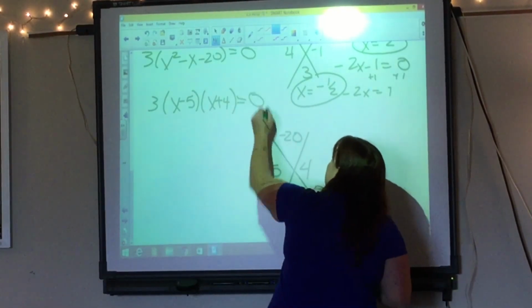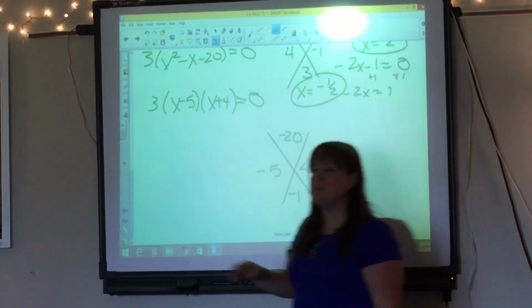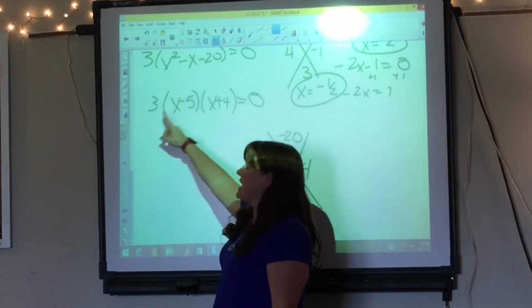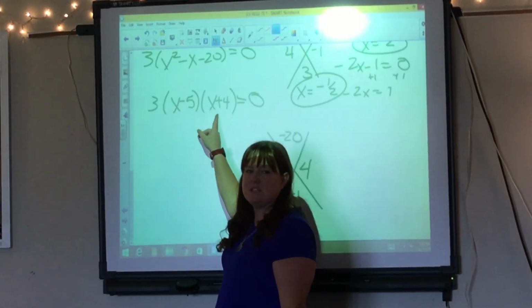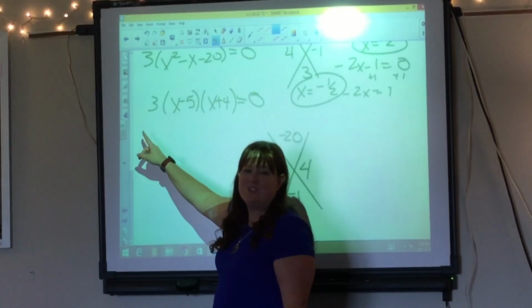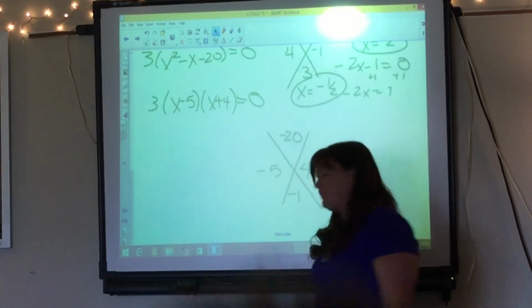The whole thing equals 0. So that means one of these factors has to be equal to 0. Either this is equal to 0, or this is equal to 0, or this is equal to 0. Can 3 ever equal 0? No.